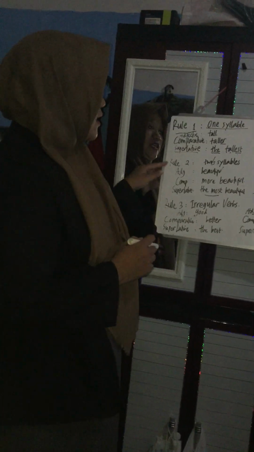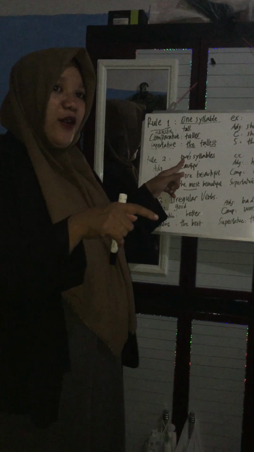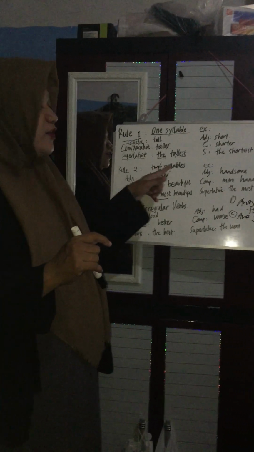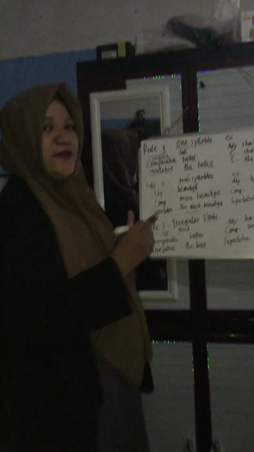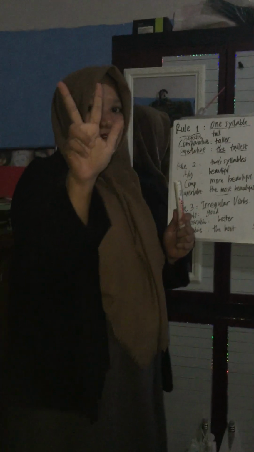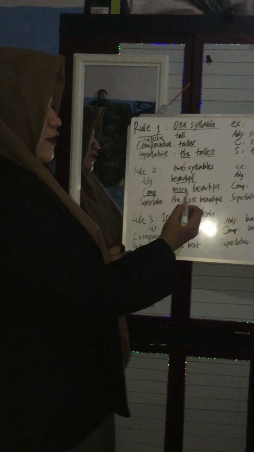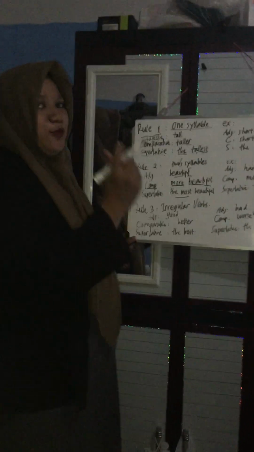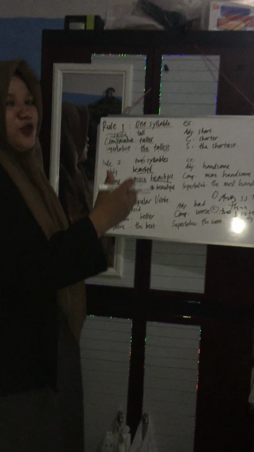Okay, so just like the sentences here, you already know about one syllable. What about rule number 2? It's about two or three syllables. Okay, for example, can you read the example here? Beautiful. How many syllables? Three syllables. So you cannot add ER here. So for the comparative, you have to add the word more and after that use the adjective. More beautiful. Don't say beautifuler.